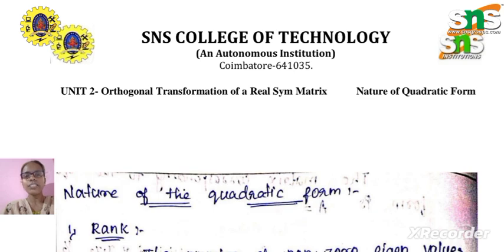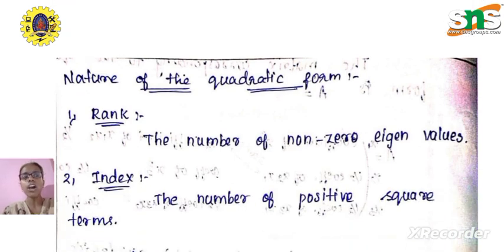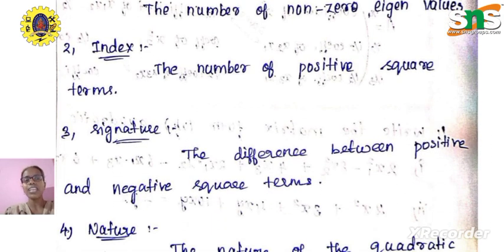Before I enter into the topic, we should know the basic terminologies which are going to be present in the problem. The first thing is rank. Rank is nothing but the number of non-zero eigenvalues. How many non-zero values we have in a problem, that is called the rank. The next thing is index, which is nothing but the number of positive square terms. And the next thing is signature, which is nothing but the difference between the positive and negative square terms. That is called the signature.